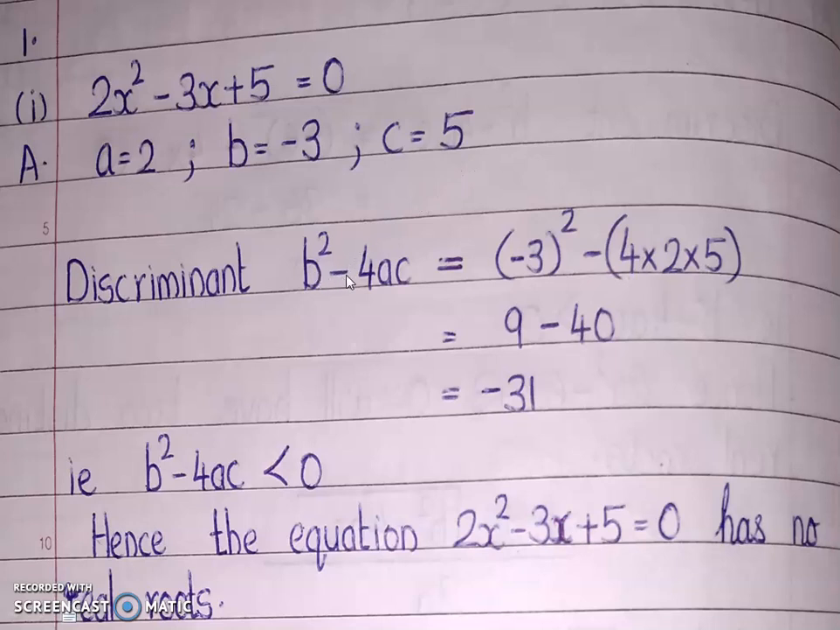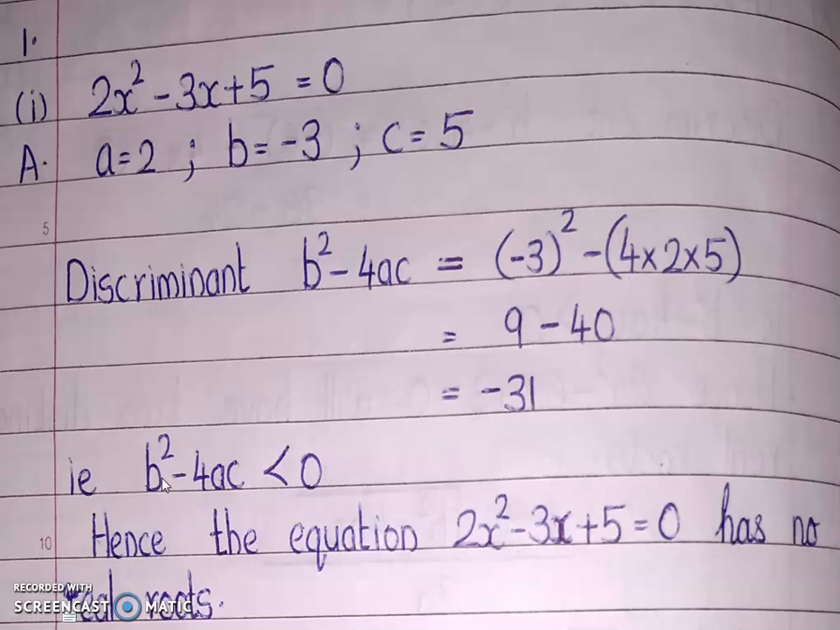What is discriminant? B square minus 4AC. Discriminant B square minus 4AC is B square, that is negative 3 square minus 4 into 2 into 5. 4 into A into C. Minus 3 the whole square is 9. 4 into 2, 8. 8 into 5, 40. 9 minus 40, that is negative 31.